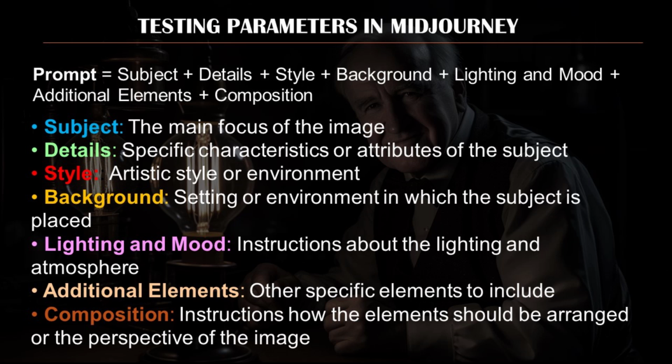Additional elements. Any other specific elements or objects that should be included in the image. For example, flying cars, ancient ruins, or a spaceship in the sky. Composition, instructions on how the elements should be arranged or the perspective of the image. For example, close-up, wide-angle view, or perspective from above. Let's test a simple prompt.